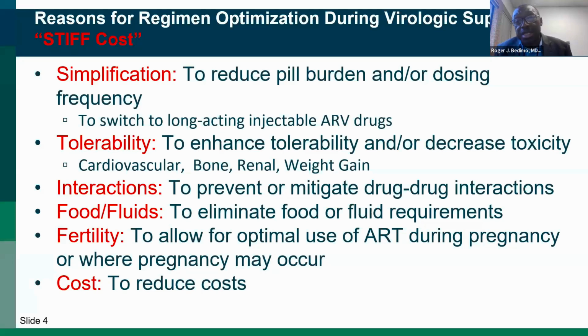So interactions. Now, as our HIV population is aging, there are a number of other drugs that they need to take for their diabetes, hypertension, and other things. We may need to mitigate, prevent drug interactions. We might need to work around food and fluid requirements. And some of our people living with HIV might either get pregnant or consider pregnancy. And so we need to work around what antiretrovirals will be optimal for the pregnancy. And then finally, we might be able to decrease the cost.